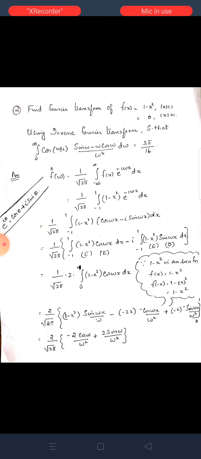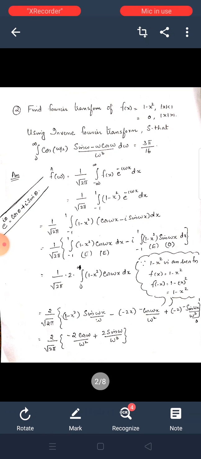And here 1 minus x square is an even function; I have already shown how to get this. For an even function, f of minus x equal to f of x, and cos omega x is also an even function. So these both are even functions, whereas in the second integral 1 minus x square is even and sin omega x is an odd function. So odd into even is odd, so the second integral will become 0.